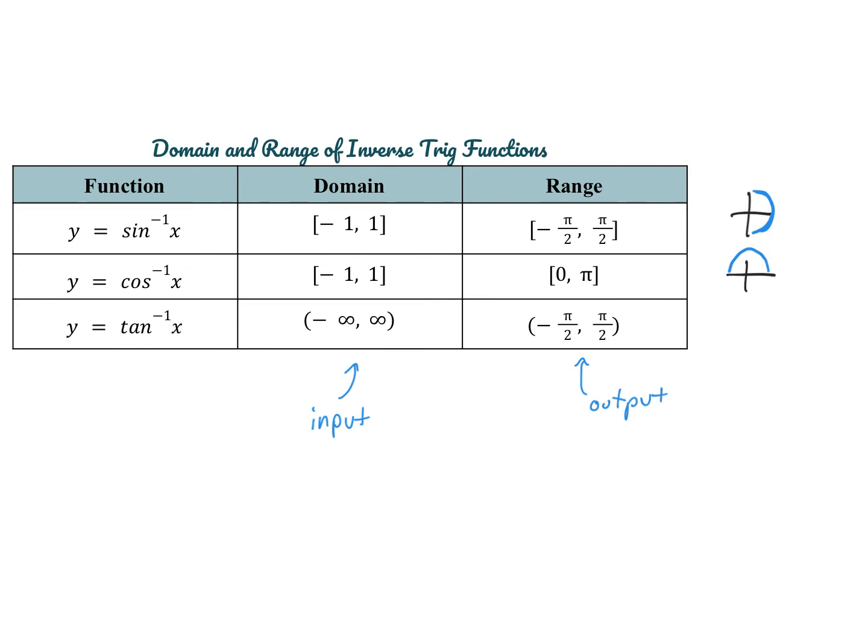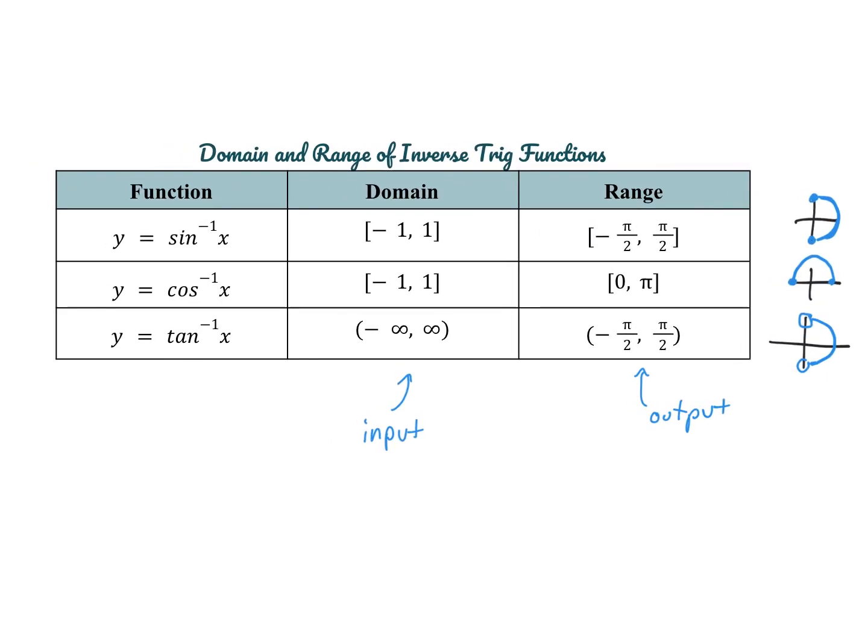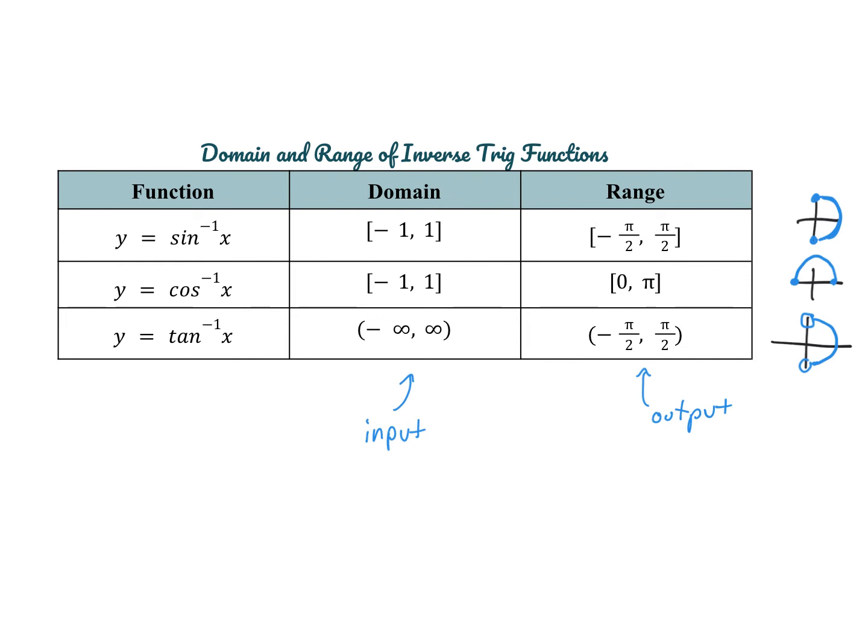And then for tangent, our output will be some angle again between negative pi over 2 and pi over 2, but this time not including those two. For these, they are included, and for these, it is not. So just remember that when you're evaluating an inverse trig function, the answers that you get can only be in very specific quadrants, depending on which inverse trig function you're working with.